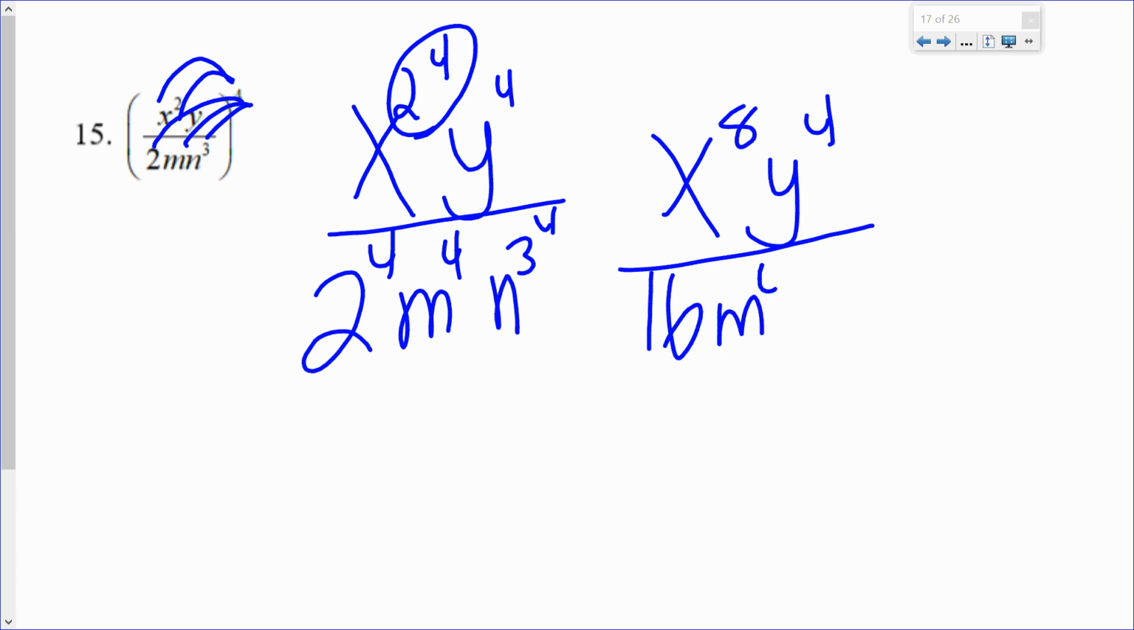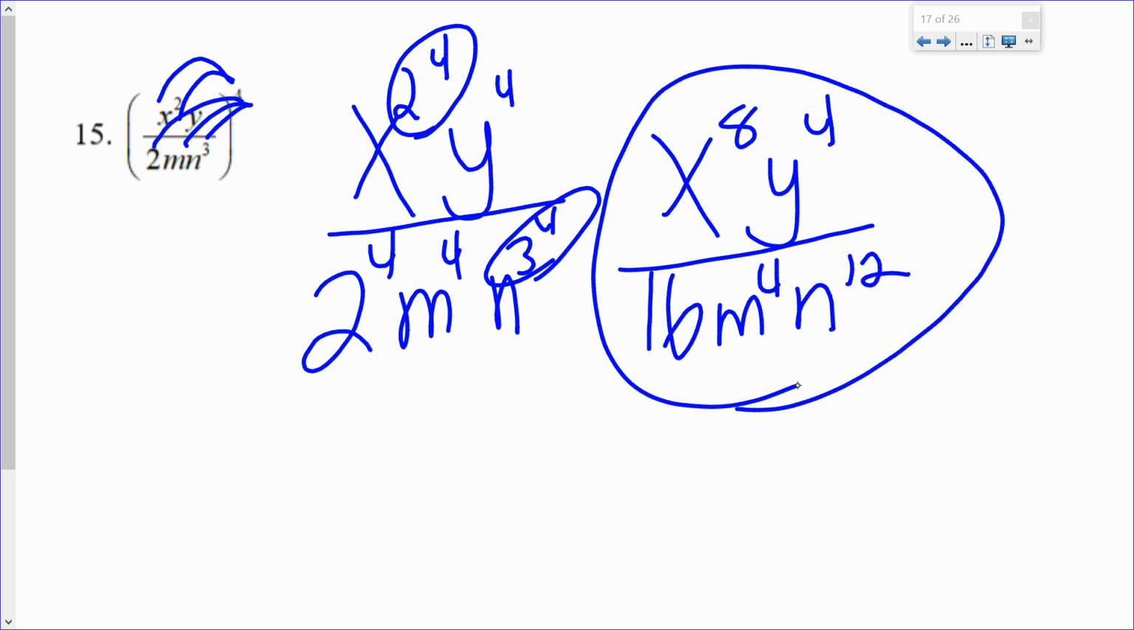M is good. N to the 3rd to the 4th. When I'm raising a power to a power, I multiply the powers. And that's my answer. When you have an exponent outside parentheses, you're giving it to everything inside the parentheses, every variable, every integer. If there's stuff on top, it stays on top. If there's stuff on bottom, it stays on bottom.